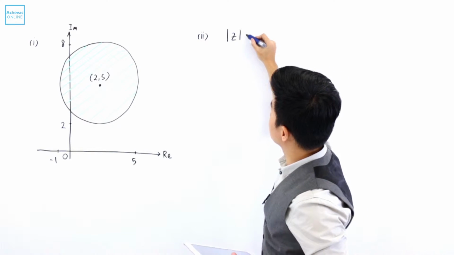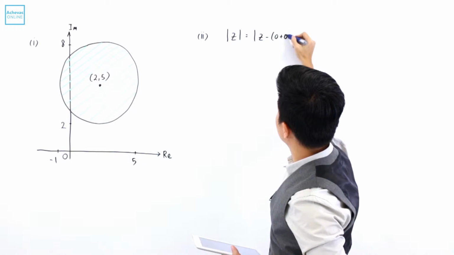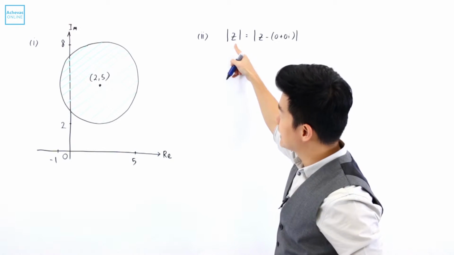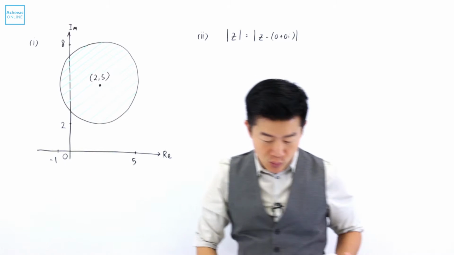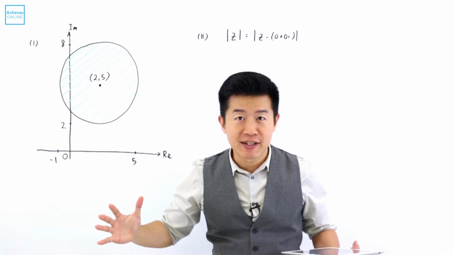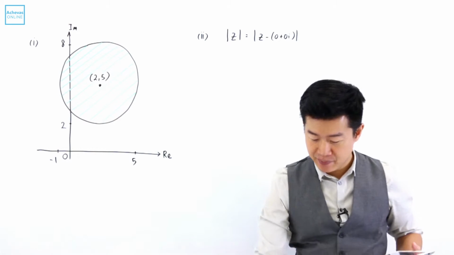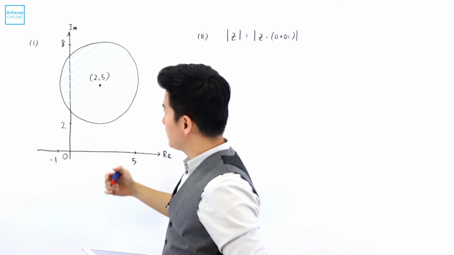or minimum of modulus of z, which I can interpret as modulus of z minus 0 plus 0i, this is going to be the distance from the origin to any point that is here. So what is the largest possible distance, the maximum possible such distance, and the minimum possible such distance? From observation, I know where I can obtain the maximum or minimum.